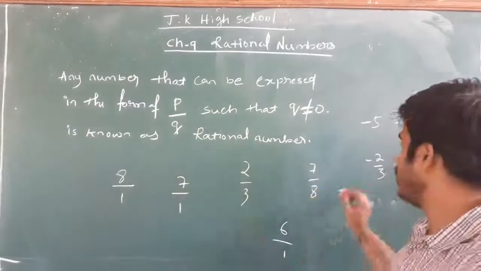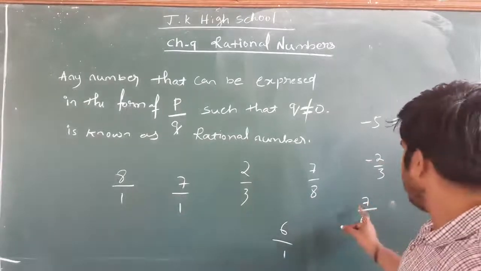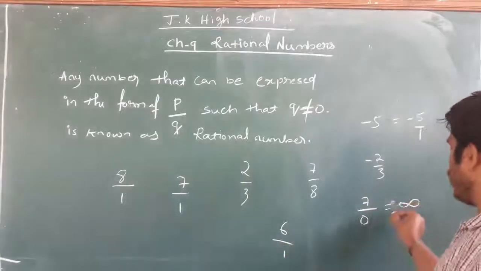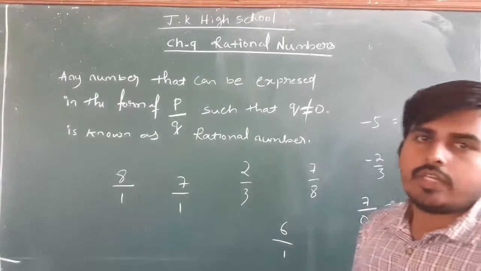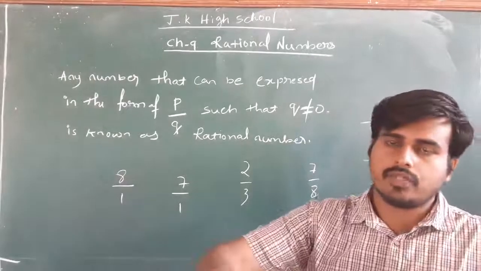The denominator should not be equal to 0, because if 7 is divided by 0, what happens? Any number divided by 0 is infinity, meaning it cannot be defined. Okay, the numerator can be 0, but the denominator should not be equal to 0. This is the definition of a rational number.